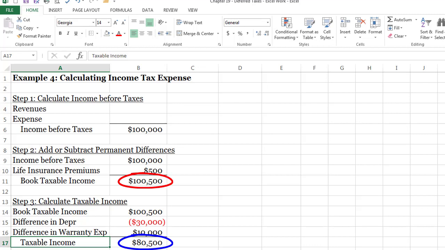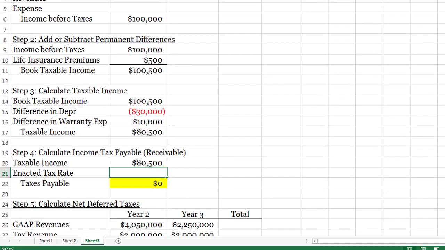Since book taxable income is bigger than taxable income, this should come out to be a, hopefully you said deferred tax liability, because that's what we're looking for. When tax is lower than GAAP because of temporary differences, we're going to have to make up that tax break later on. That means we've got a liability. So this has got to come out to a liability later on. Our tax rate for this year is 40%.